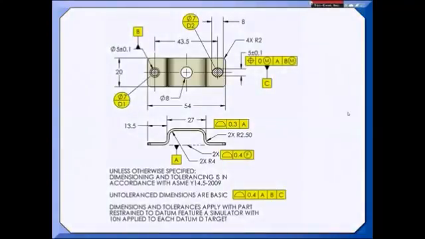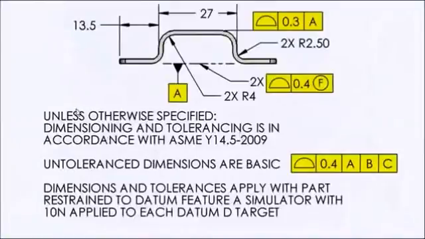This sheet metal part is considered to be rigid because I've referenced the Y14.5 standard. As soon as I did that, all of the fundamental rules are in effect unless I specify otherwise. On this drawing, I have specified otherwise.